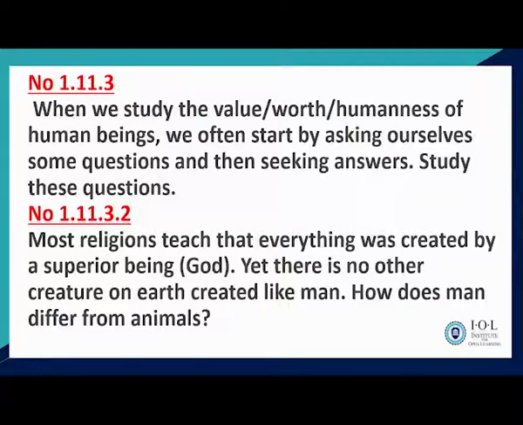In number 1.11.3, when we study the value, the worth or the humanness of human beings, we often start by asking ourselves some questions and then seeking the answers to that. Study these questions. They are stipulated in number 1.11.3. But in number 1.11.3.2, most religions teach that everything was created by a superior being or God. Yet, there is no other creature on earth created like man. How does man differ from animals?